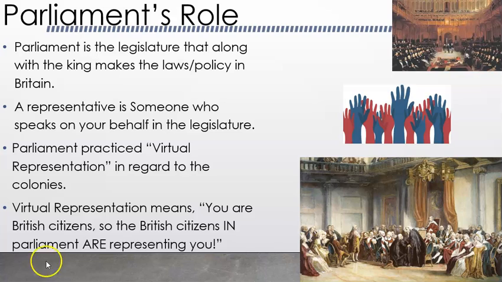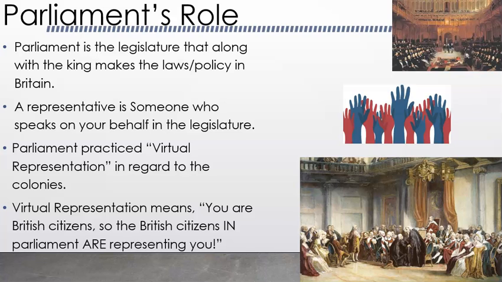So, next thing we're going to talk about, Parliament's role. Parliament is the legislature that, along with the king, makes laws and policy in Britain. You should already know that. If you don't know that, write it down. A representative: someone who speaks on your behalf in the legislature. Again, you should know this, but write it down just in case.